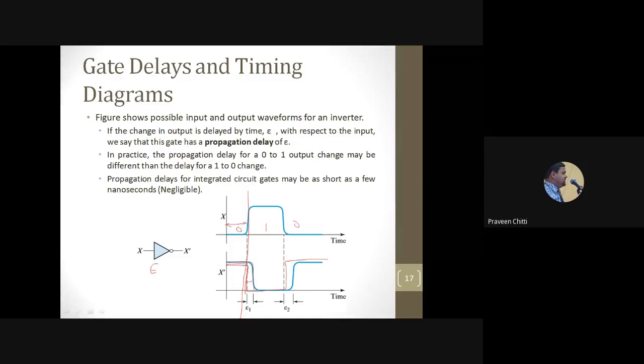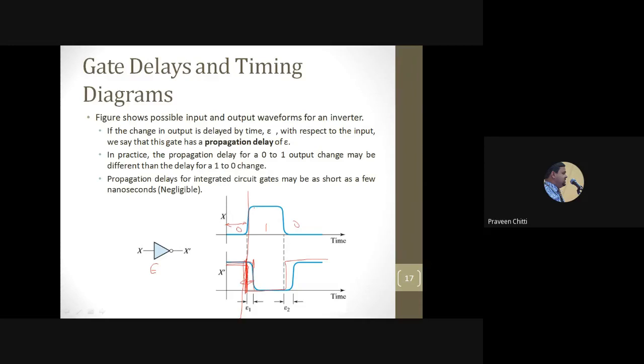So what is this interval called? This interval is called the propagation delay. You can see the output also should change here only, but the output is not changing here. It is changing at this particular interval, which is after epsilon 1 from the input change. So this epsilon 1 is called the propagation delay of the gate.